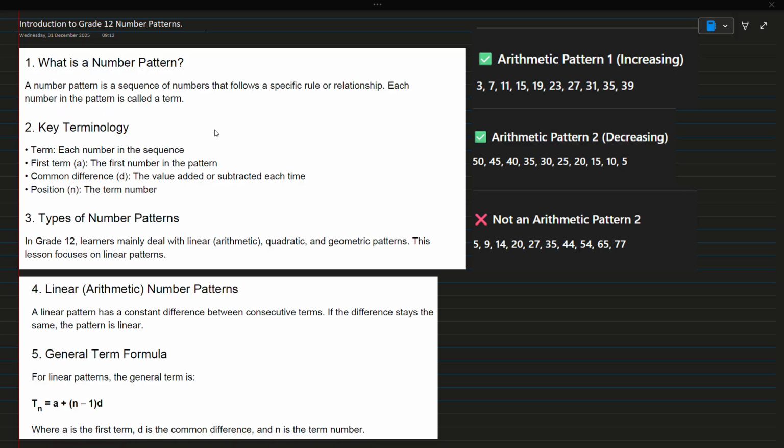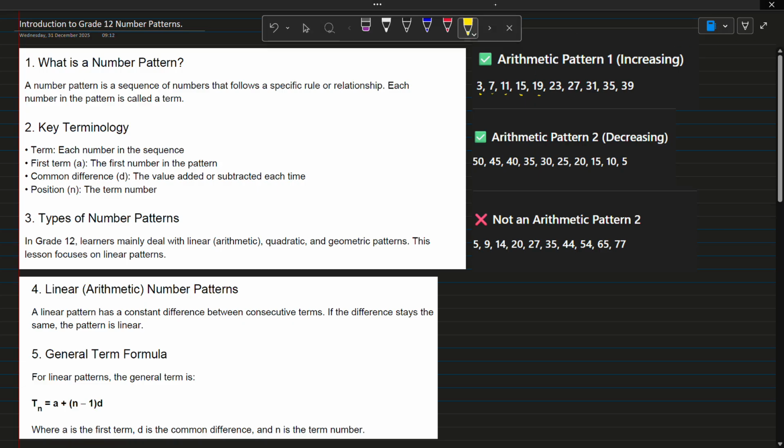If we look at this, we can see we have 3, then 7, then 11, then 15, then 19. If we look at those numbers, they're each adding 4. 3 plus 4 is 7, 7 plus 4 is 11, 11 plus 4 is 15. So they're each adding 4, and they are following a specific rule or a relationship. It means that if these numbers were to be raised, you can still know the next term because you already know they're adding 4.